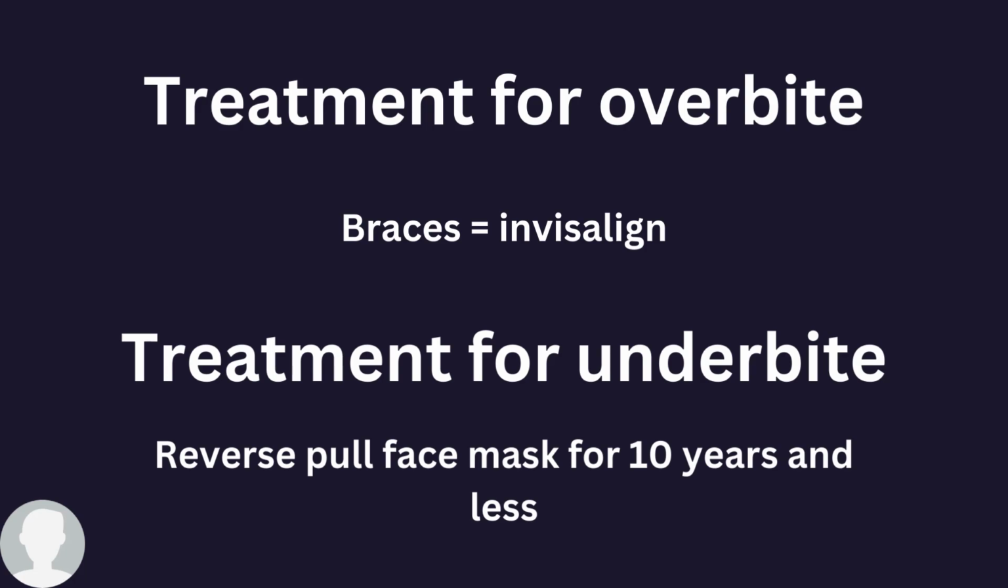What about if the patient is 20 years old? What will we do for him? The same as for an overbite. We will place braces. So for both overbite and underbite, we will do braces for them. But if it is a 10 or 7 years old patient, we prefer to give a reverse pull face mask because his jaws are developing or growing. So it is the ideal time to place the face mask so that an immediate treatment will be seen thoroughly.